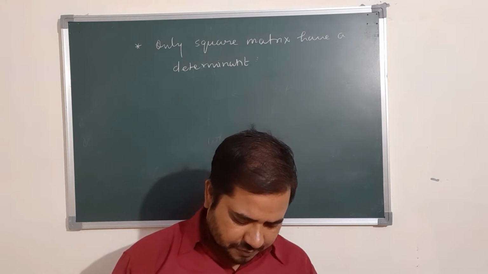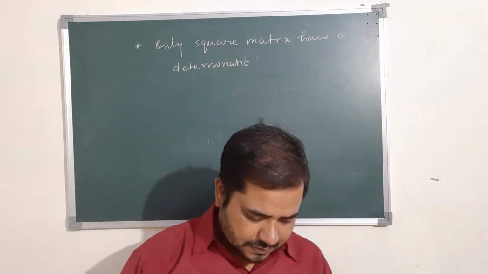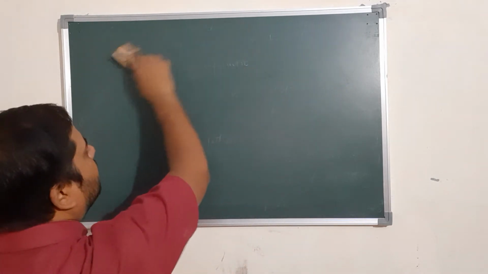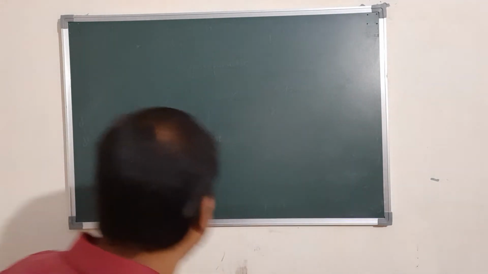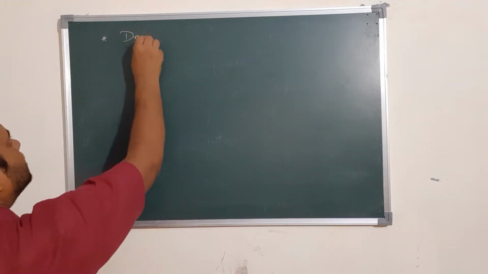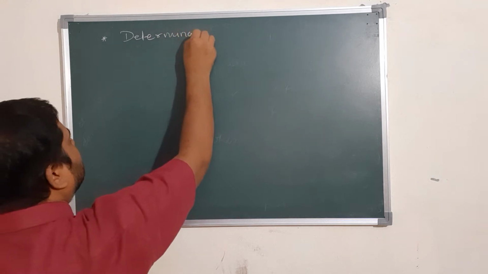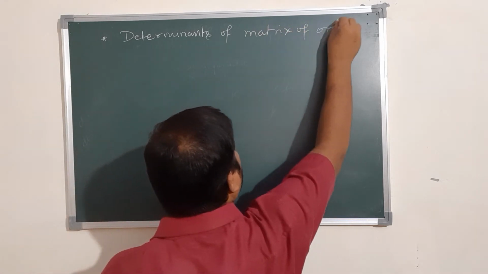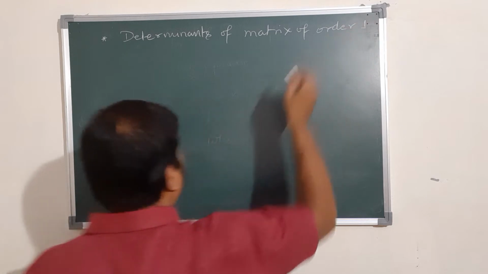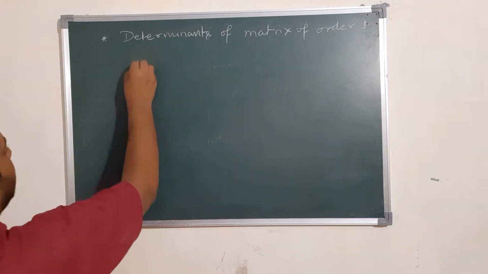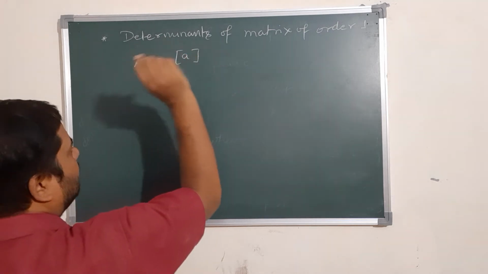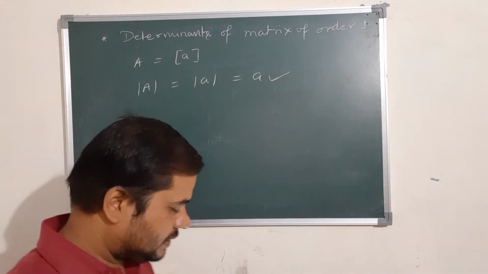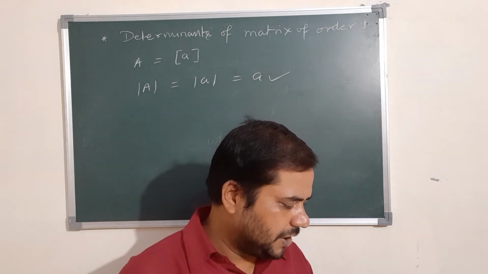So now we are going to see some matrices and their determinants: determinants of order 1, order 2, order 3. First, determinant of a matrix of order 1. That means if we have A = [a], this is a matrix of order 1, then the determinant of that matrix is this only, a. That means this is the determinant of a matrix of order 1.